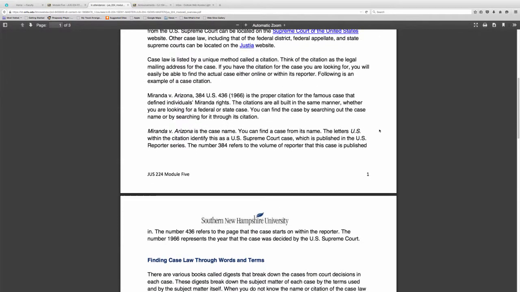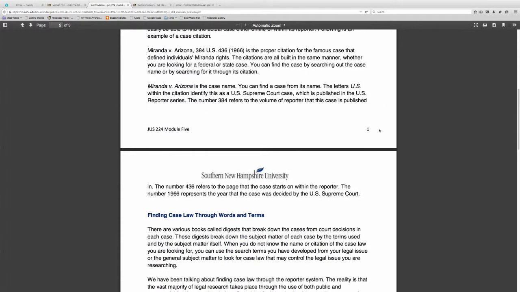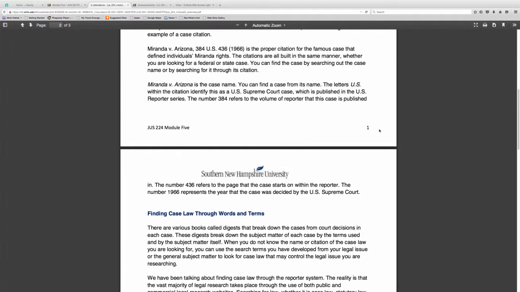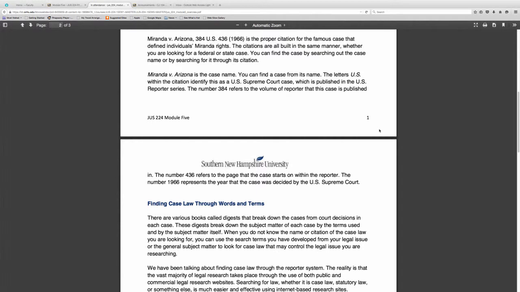Okay? And for those of you that aren't aware, Mr. Miranda was released from prison, was stabbed to death, and the suspect invoked his Miranda rights. Miranda v. Arizona is the case name. You can find a case from its name. Okay, so if you are on one of the sites, and there's some more listed down here, you can just type in Miranda v.